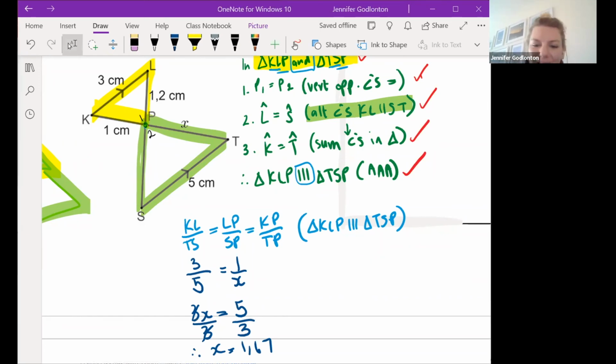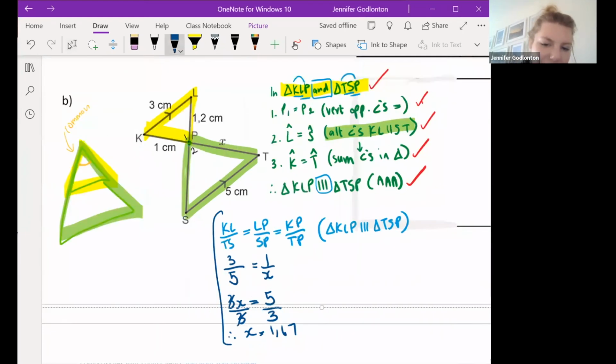Okay, so the first part over here was looking at how we prove that they are similar. And then the second part over here was using those ratios in order to find our missing side. So that is what you are seeing here in total.